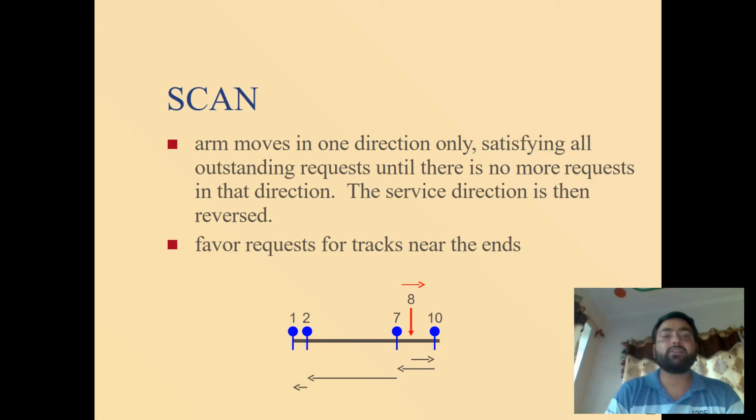In the SCAN algorithm, the arm moves in one direction only, satisfying all the outstanding requests until there is no more request in that direction, and then the service direction is reversed. That means from the current position of the head, the algorithm starts in one direction, either to the left of the current position or to the right. That depends upon the situation or is defined by the system.